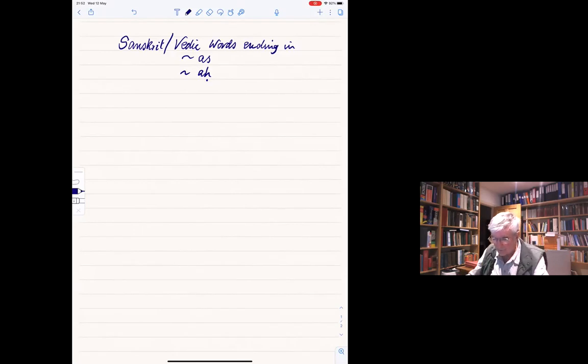Now, in Sanskrit, when I say Sanskrit, I include Vedic, of course. Maybe I should be saying Vedic, but there it is, a force of habit. We have a lot of words ending in what was primitively, even in pre-Vedic times, in us. And the most common meaning of the ending us was the masculine nominative singular, which is cognate with the Latin ending in us and the Greek ending in os.